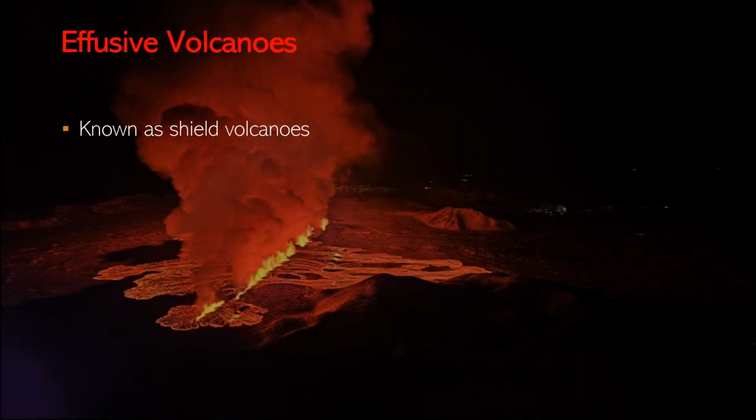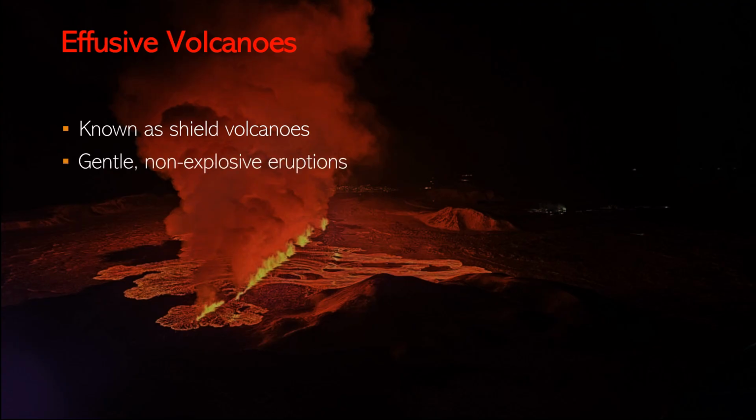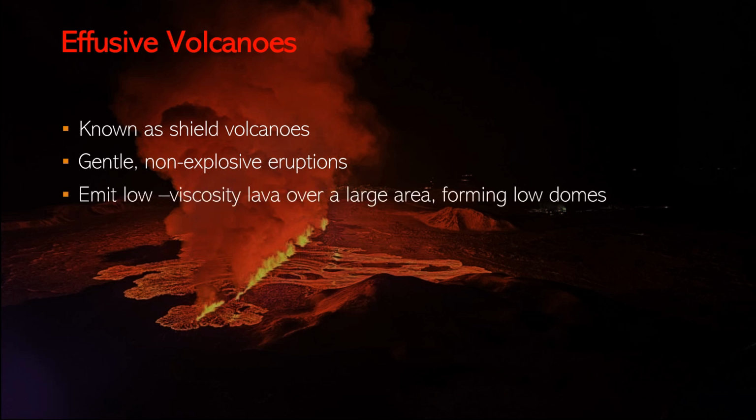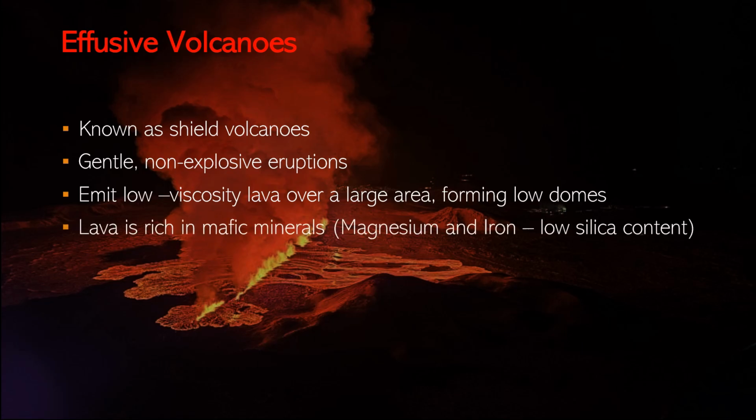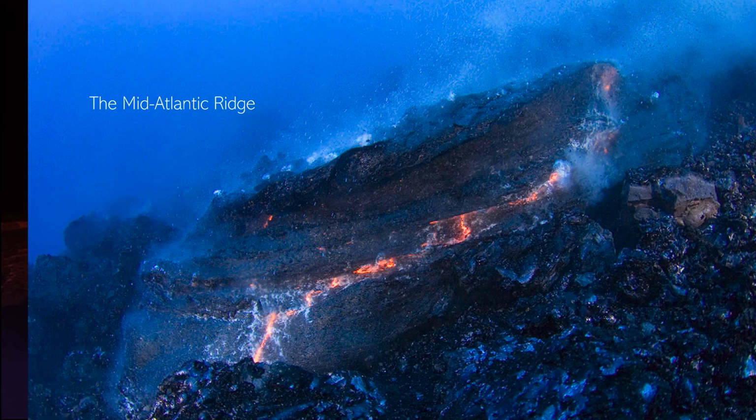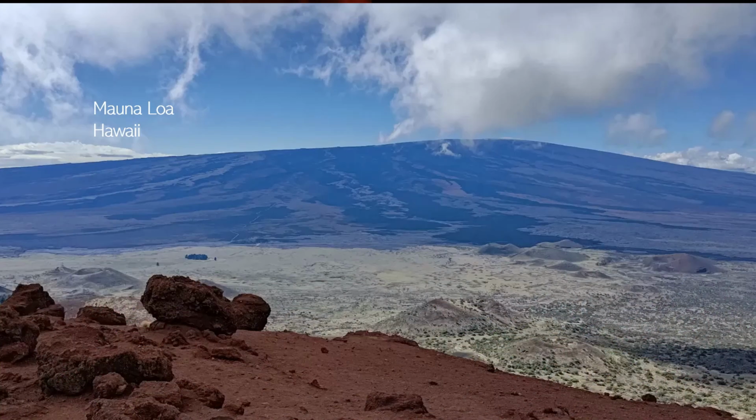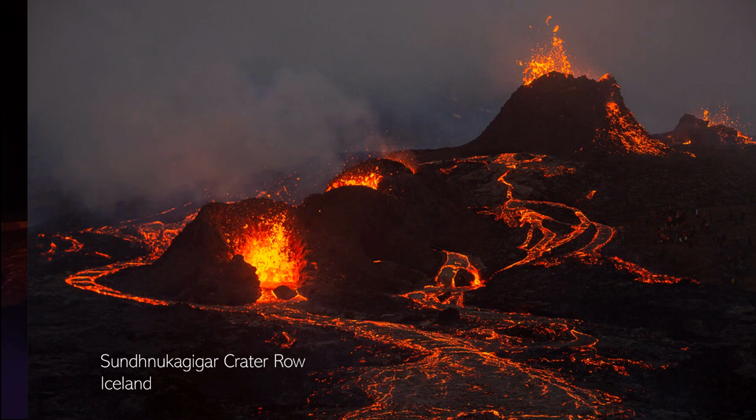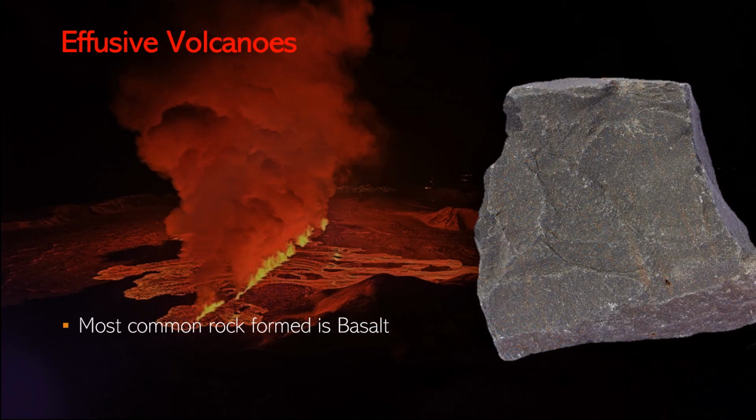Effusive volcanoes. These are commonly known as shield volcanoes due to their relatively gentle, non-explosive eruptions, which emit a type of low-viscosity lava that flows smoothly and steadily over a large area, forming a low-domed structure rather than a cone. The lava is rich in mafic minerals, magnesium and iron, and relatively low in silica. The cooling rate is relatively rapid, so rocks have a fine-grained texture. They usually occur at constructive plate margins, for example the Mid-Atlantic Ridge, Mauna Loa in Hawaii, and the most recent Sundhnúkagígar crater row in Iceland. The most common rock thus formed is basalt.